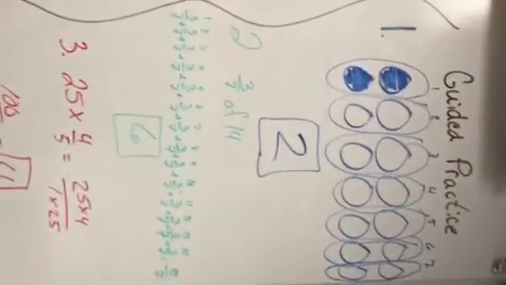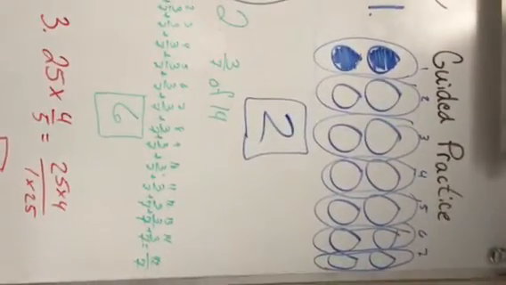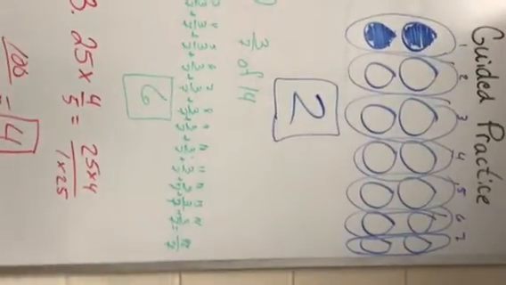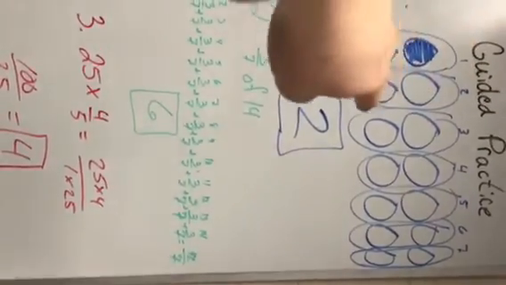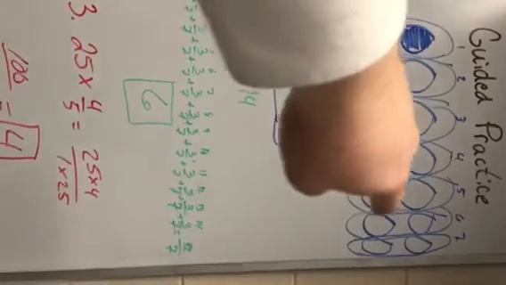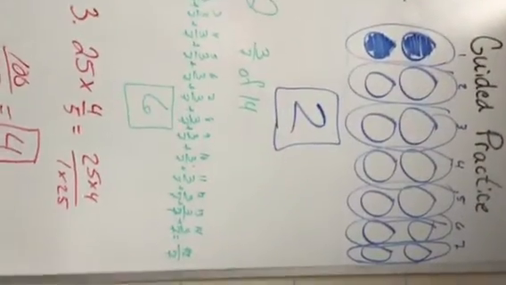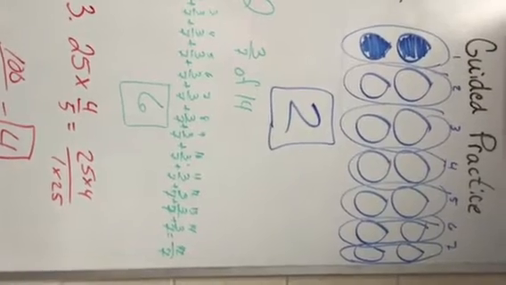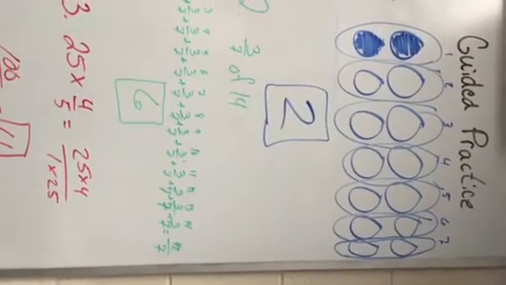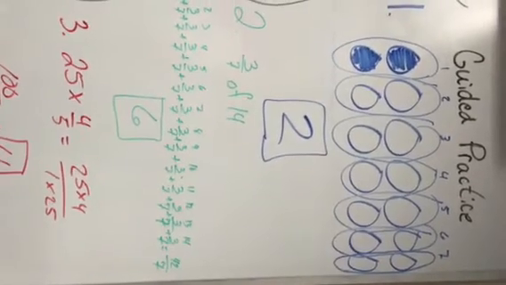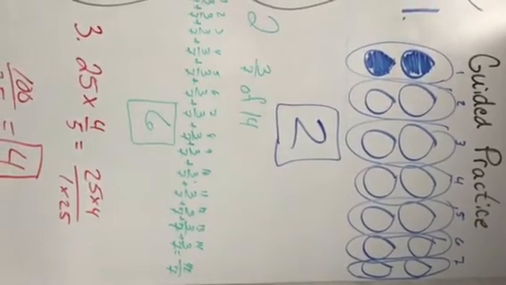So I had this problem, and I was looking for 1/7 of 14. So I drew 14 circles. 1, 2, 3, 4, 5, 6, 7, 8, 9, 10, 11, 12, 13, 14. I put them into 7 groups, and then I shaded in 1/7 of those groups. And if you notice, I shaded in 2 circles, so my answer was 2.